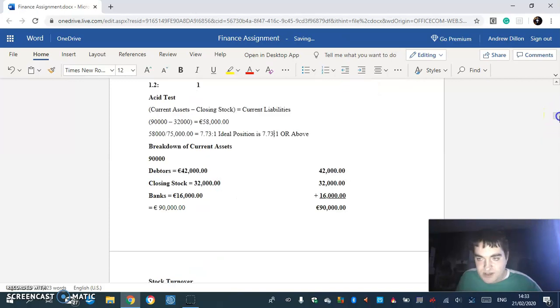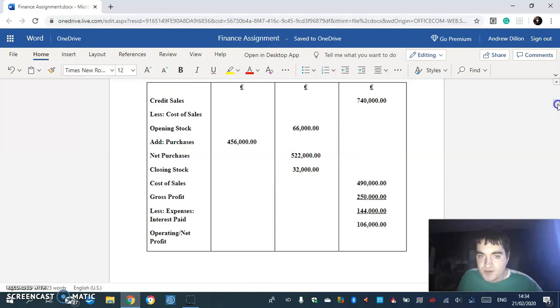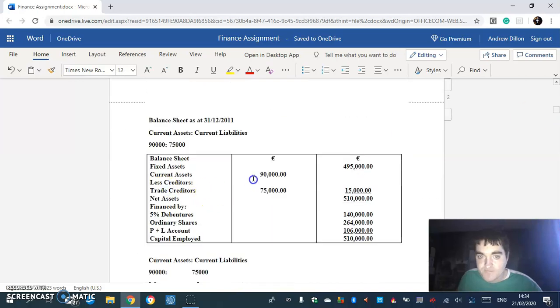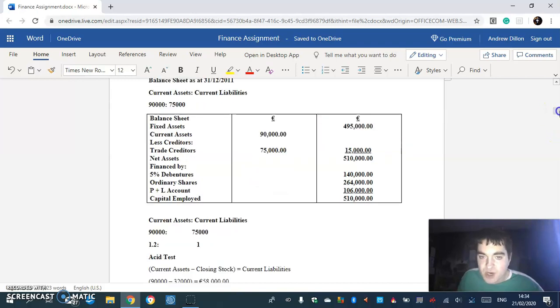Okay, that's my asset test done. Now this is where the part comes in, which is my breakdown of current assets, where that comes to 90,000 euros, which is here in my current assets section. I have to find out how I got that figure in.